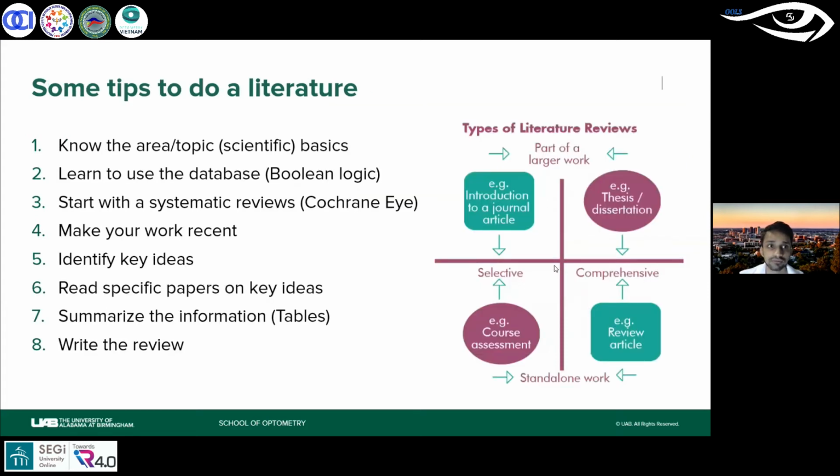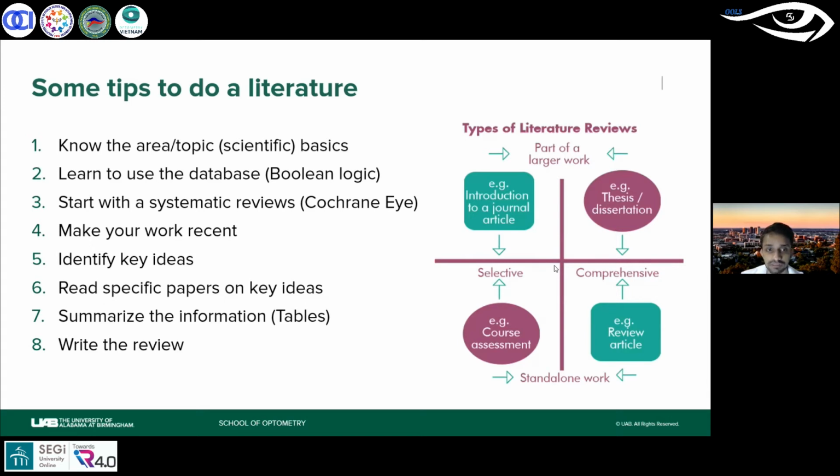So some tips to do a literature review: know the area or topic or the scientific basics. So if you're going to study contact lenses or soft contact lenses, know what soft contact lenses are, what the different issues surrounding soft contact lenses are, who wears them, how they are fit, etc. You just can't be in the first month of optometry school and really want to do a literature review on orthokeratology. That's not how it works. You have to know the basics, because otherwise you're going to be lost in jargon when you're reading these papers.